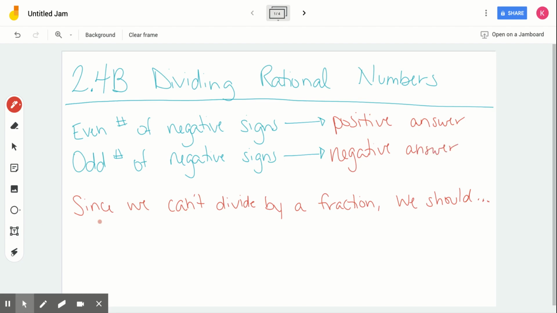Now, when we can't divide by a fraction, since we aren't able to, we should instead multiply by the reciprocal. So you should remember this from years past. We should multiply by the reciprocal. And if we remember what the reciprocal is, we simply flip the second fraction. So we're going to take a look at what that means.